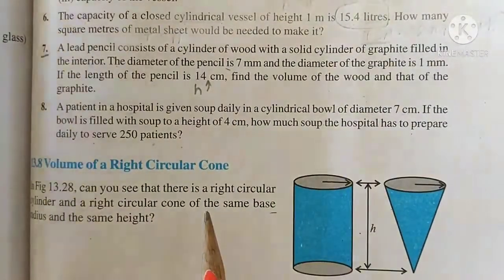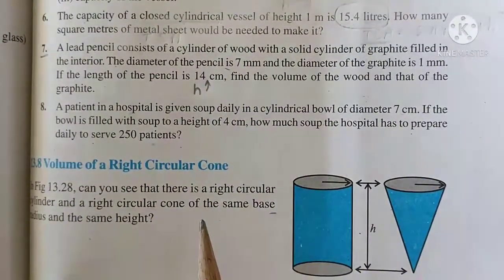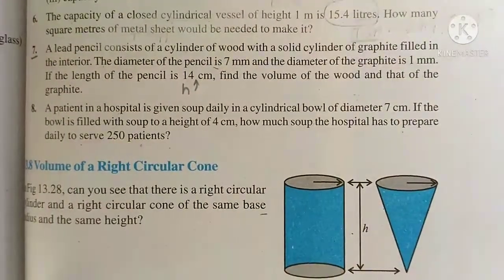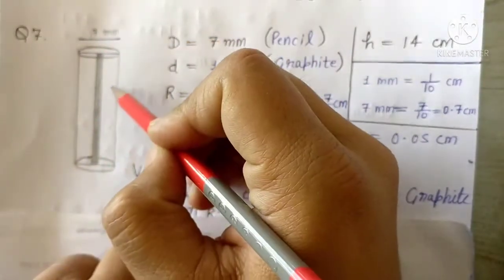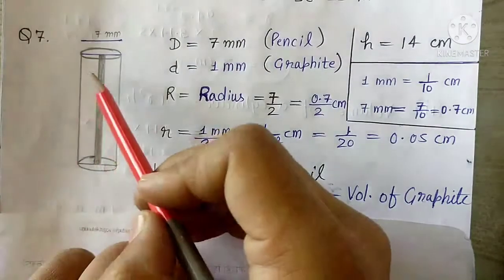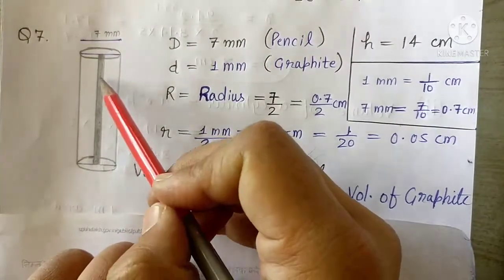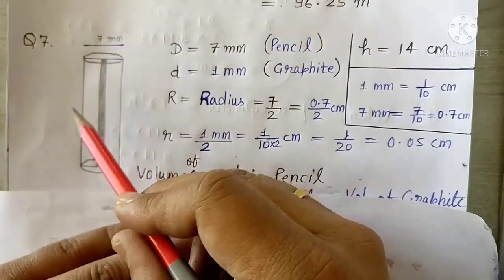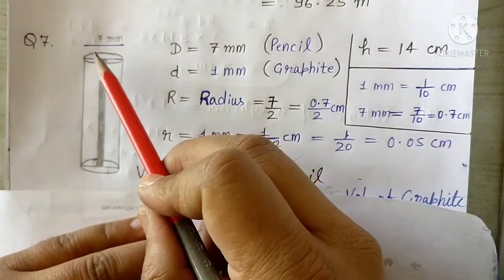So we have to find the volume of wood also, and we have to find the volume of graphite also. So let's do this question. I have drawn the figure of that pencil here. As you can see, inside is the graphite, in dark shape, and this is the outer diameter of the pencil, that is 7 millimeter.